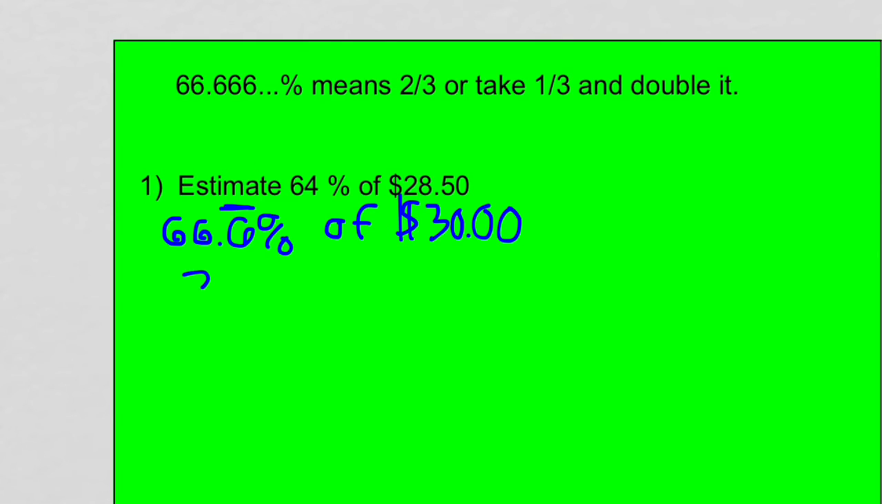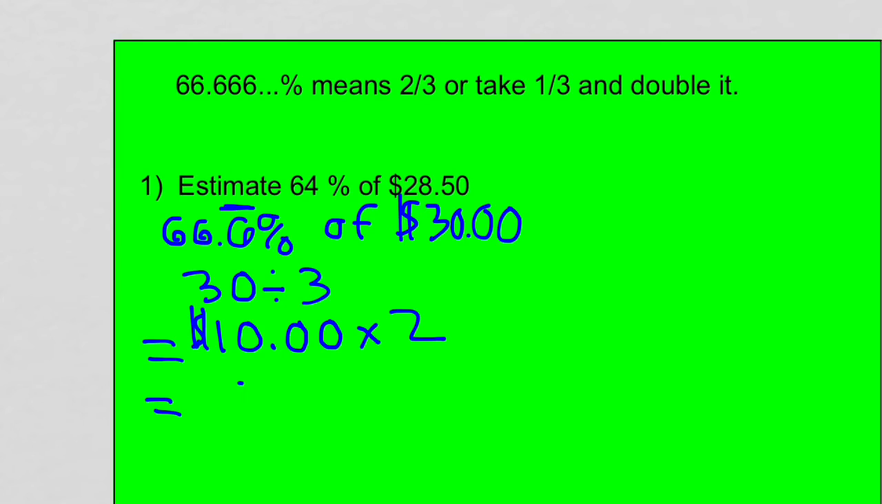Okay, this means 30 divided by 3, which is equal to $10. But that only gets us to 1/3, right? And we want to get 2/3. So the way we get 2/3 is we take our 1/3 amount and we double it. And there's how we get approximately 2/3 of $28.50. Okay, so again, using a lot of percentage work, using a lot of multiplying and dividing.